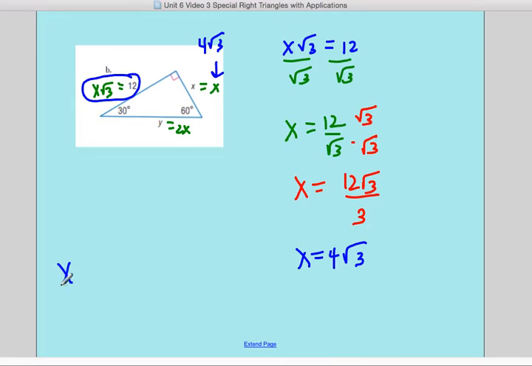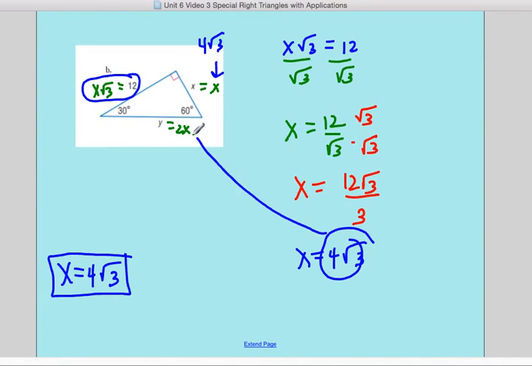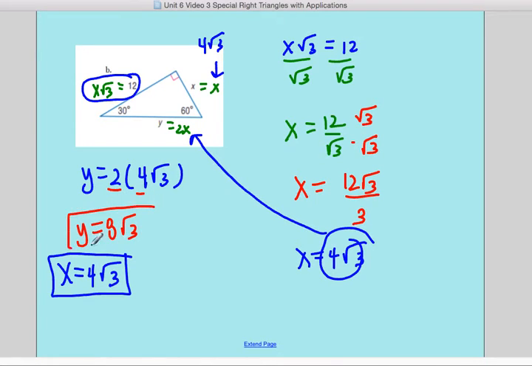So x equals 4 square root of 3. That is one answer. Now we need to solve for y. It's 2 times our x. Taking this and plugging it in for here, I have y is equal to 2 times 4 square root of 3. So all I need to do is 2 times 4 is 8, so y is equal to 8 square root of 3. Okay, and that is my final answer for 4B.